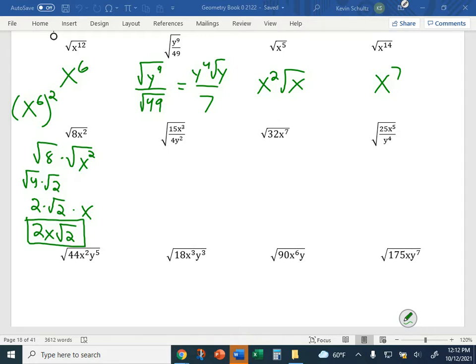And then whatever's under the root, we keep it under the root at the end. Okay? The root of 15x cubed over 4y squared. We can split this fraction up to be the root of 15x cubed over the root of 4y squared. Simplify each separately. Our denominator is still a perfect square here. We have the root of 4, which is 2, root of y squared, which is y.